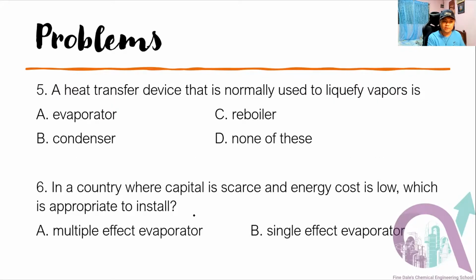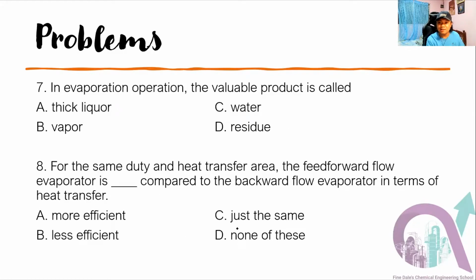Number 5: the heat transfer device normally used to liquefy vapors. Liquefying vapors, so from gas to liquid. That's a condenser. Number 6: country where capital is scarce and energy cost is low. It is more appropriate to install a single effect, because I don't have much money. Number 7: in the evaporation operation, the valuable product is called thick liquor.